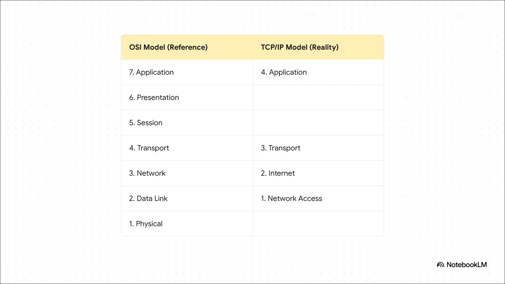It's fantastic for learning because it separates every little job. But then there's the 4-layer TCP/IP model. This is the streamlined, practical model that the internet actually runs on today. You can see it just combines a few of the OSI layers. The goal for both, though, is exactly the same. Take an impossibly huge problem and slice it into smaller, manageable chunks.